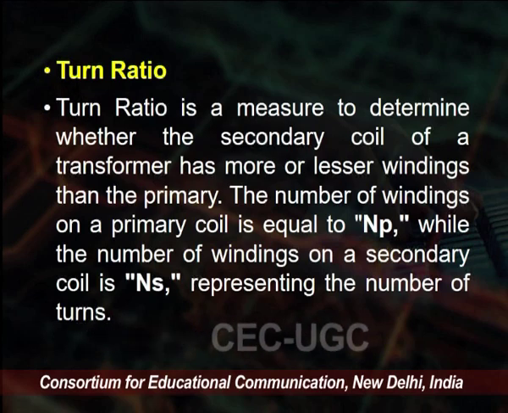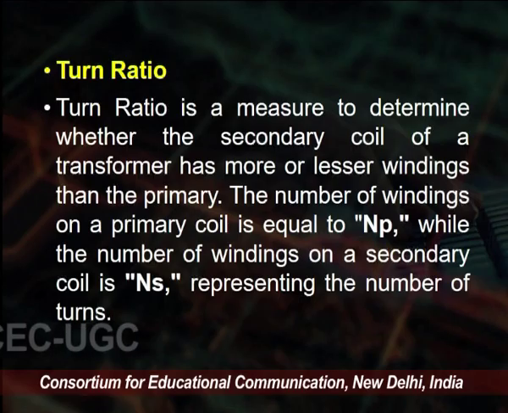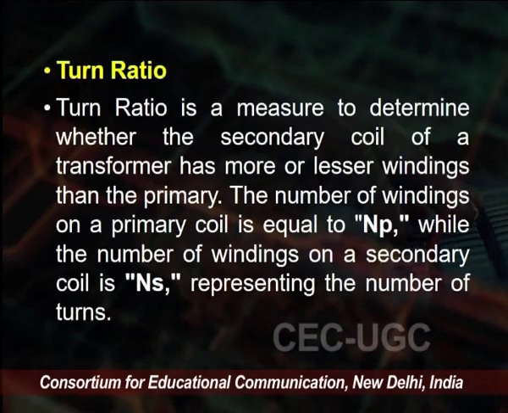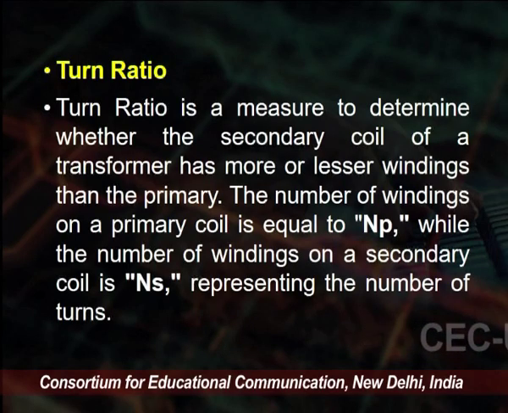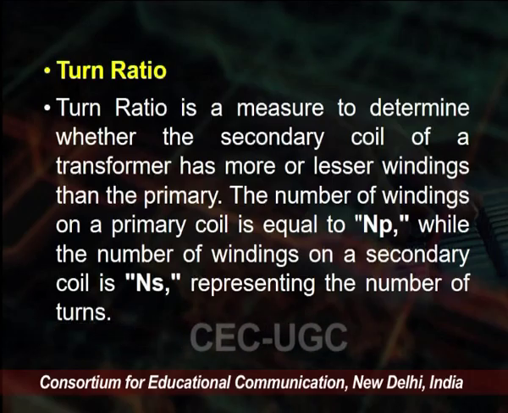So, turn ratio is the measure to determine whether the secondary coil of the transformer has more or less winding than the primary coil. The number of windings of the primary coil is equal to NP, while the number of windings for the secondary is represented by NS. So, how can we calculate the number of turns?